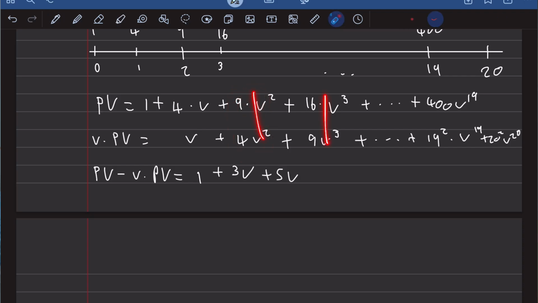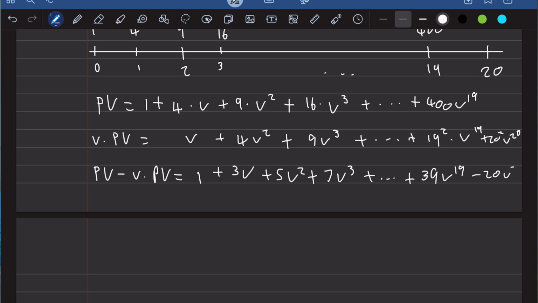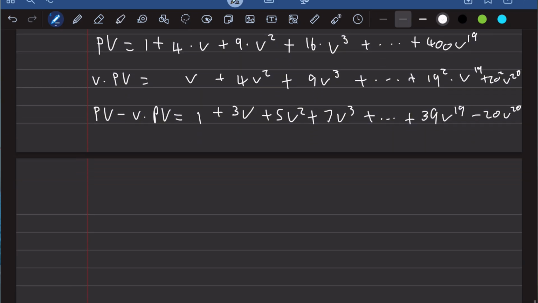And it keeps subtracting like that, and it always increases by 2, so 3v, and then plus 5v squared plus 7v cubed plus and so on, all the way up until 39v to the 19. At the end there's no v to the 20 in this one, so that's just on its own, so minus 20v to the 20. Now we can write this in a certain way, so that we can write it as a sum of an annuity and an increasing annuity.